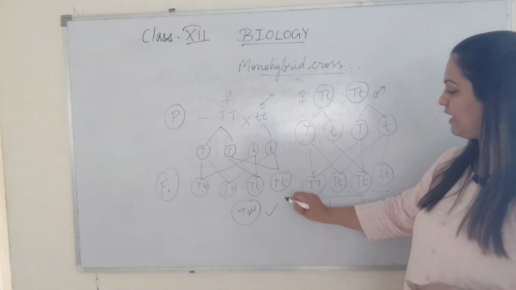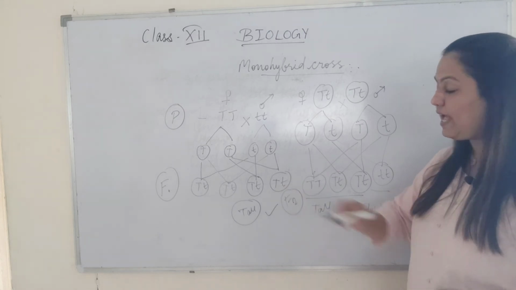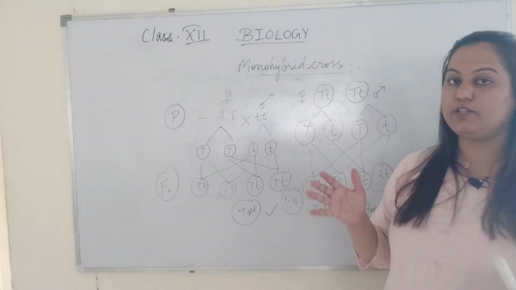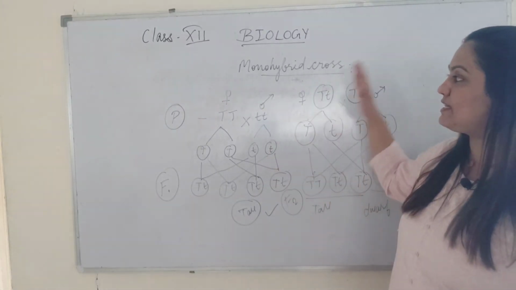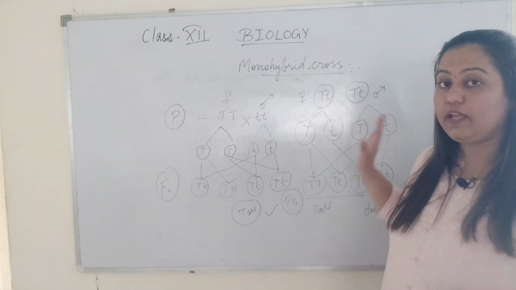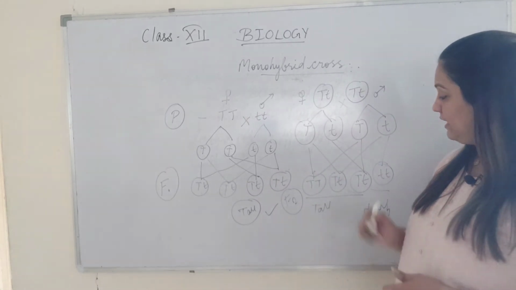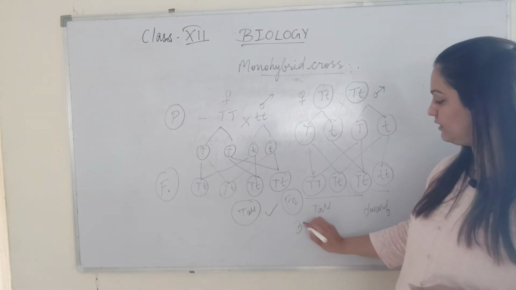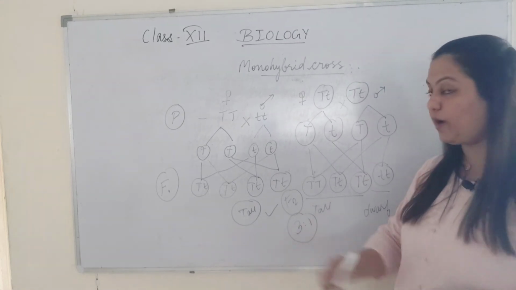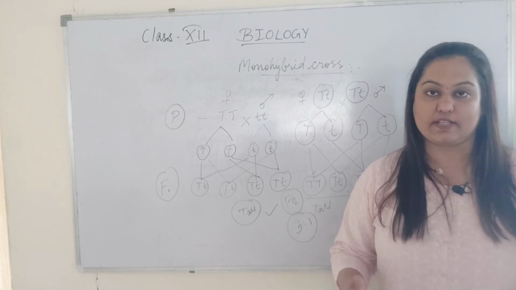This generation is called the F2 generation. F2 means second filial generation. So this was the experiment done by Mendel, in which he concluded that in the F2 generation you will get the ratio of 3:1 for dominant to recessive.